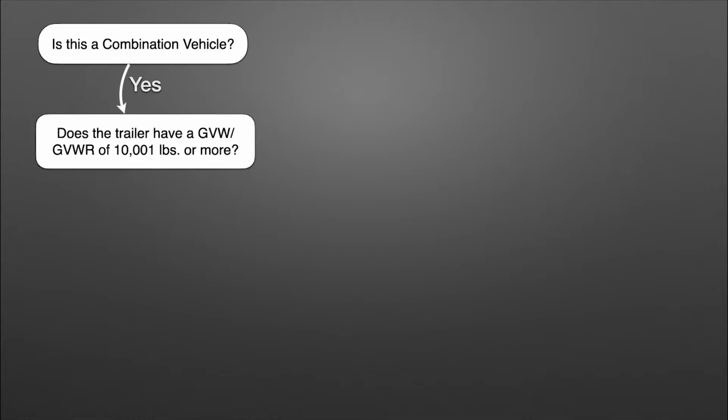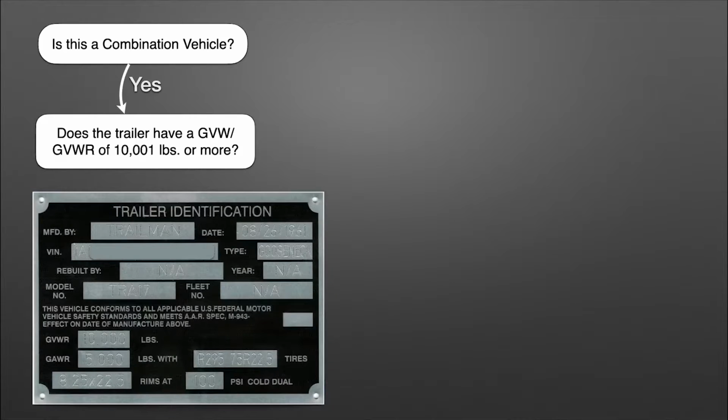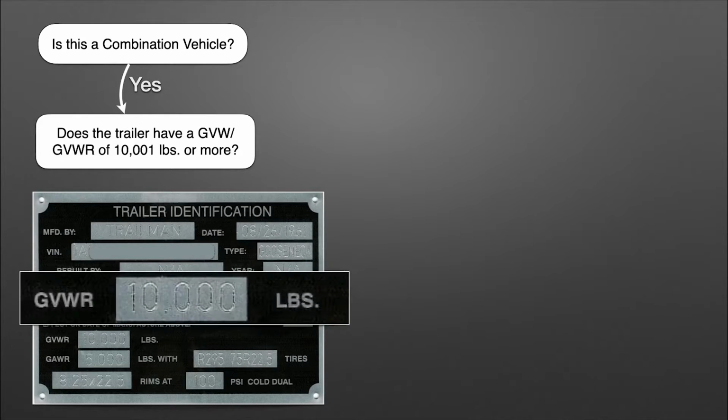Now, if we answer yes to that, it's going to take us to our next question. It says, does the trailer have a gross vehicle weight or gross vehicle weight rating of 10,001 pounds or more? So we look at this VIN plate. It's kind of hard to see, so let me zoom in on that a little bit for you. It says the gross vehicle weight rating is 10,000 even. So with this one, we have to answer no to this because it's 10,000 even. It's not 10,001 or more.